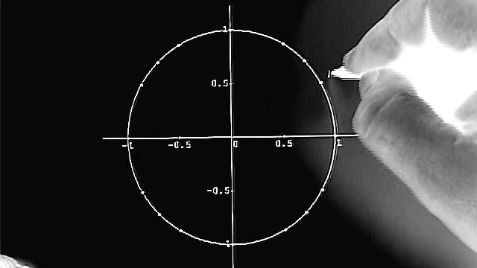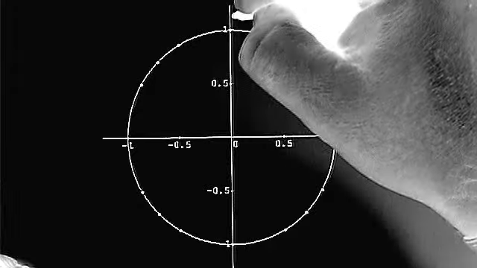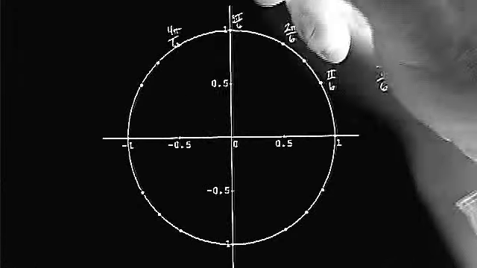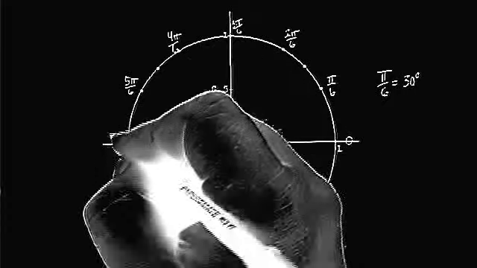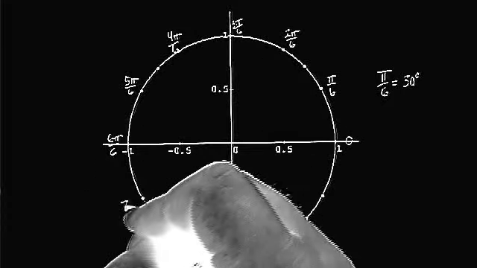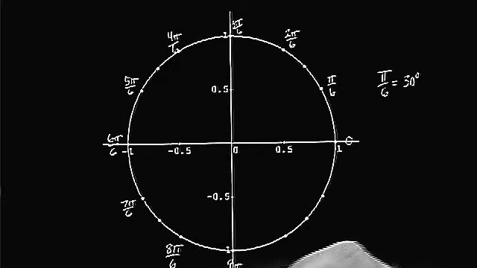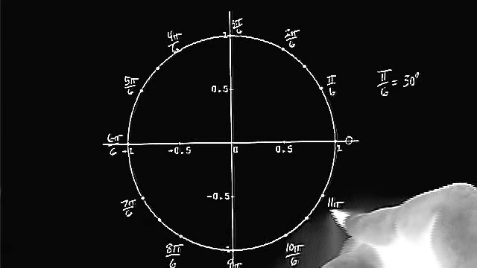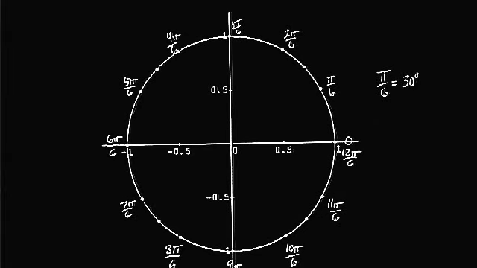Okay, so we've got 1 pi over 6, 2 pi over 6, 3 pi over 6, 4 pi over 6. Now remember, I'm jumping every 30 degrees around the circle. And this was 0. 5 pi over 6, 6 pi over 6, 7 pi over 6, 8 pi over 6, 9 pi over 6, 10 pi over 6, and 11 pi over 6. Lastly, 12 pi over 6 gets me right back to the beginning.